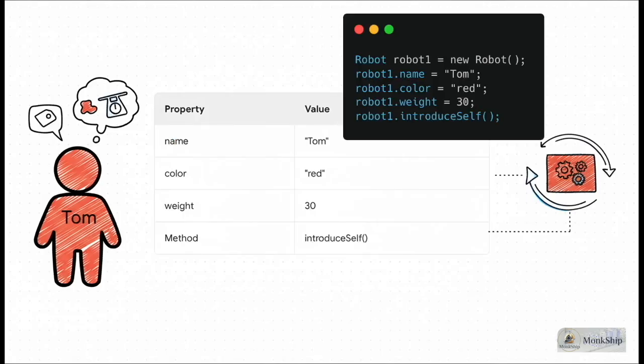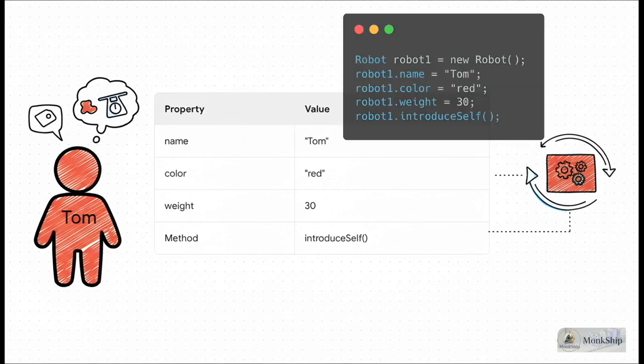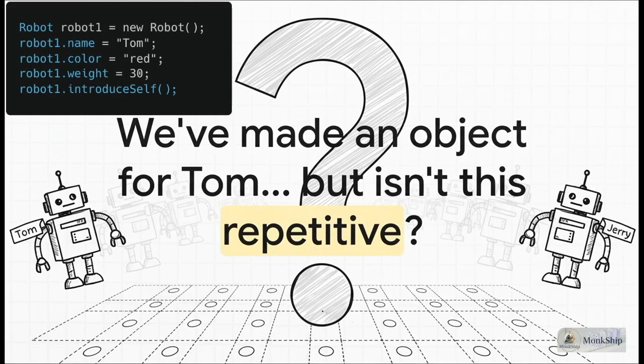So let's see what this looks like for our buddy Tom. We'd create an object, we'd plug in his specific values, Tom for the name, red for the color, 30 for the weight, and we'd also include that introduce self action. Boom! Everything about Tom is now perfectly organized in one single unit. Awesome, right? Problem solved for Tom.